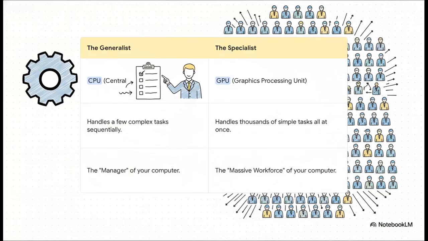Okay, so think of your computer's CPU, the central processing unit, as the manager. It's brilliant. It's a genius at juggling a few really complex tasks, one after the other, keeping the whole show running. But the GPU, the graphics processing unit, that's completely different. It's like a massive workforce, thousands of workers who are hyper-specialized. Now, they can't do the manager's job, but they can do thousands of simple, repetitive tasks all at the same time. This is what we call parallel processing. And trust me, it's incredibly powerful.